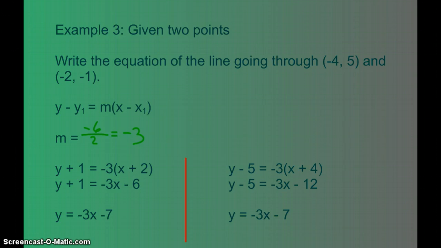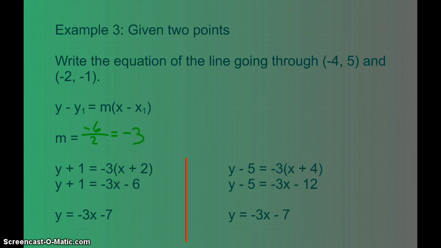Now if you look at the bottom of your screen, you see that there's a red line separating 2 separate pieces of work. I've looked at my formula, y minus y1 equals m times x minus x1, and I've realized we have a problem. I have 2 points. Which one do I use? Well, what we're going to discover in the end here is it's not going to matter.